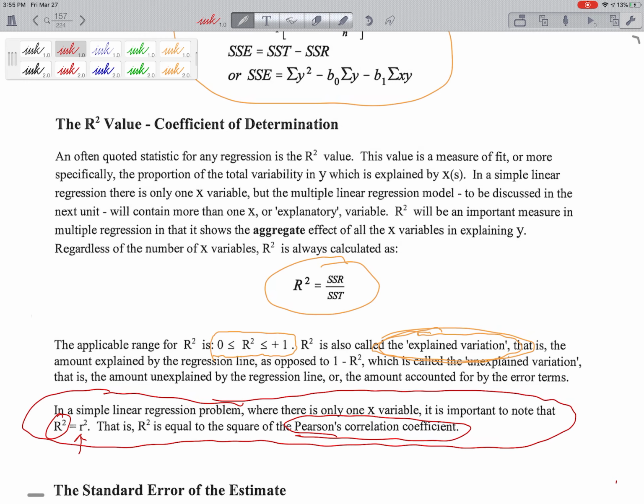But the R squared is powerful in that when you get into multiple regression, it's taking a look at the aggregate measure of all of the x's and their effect on y together.